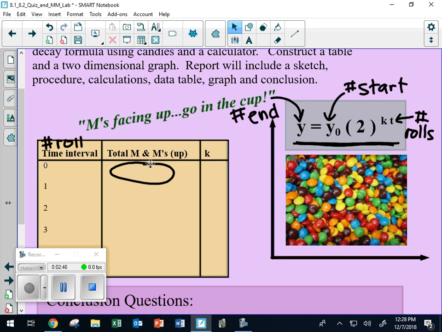You are supposed to count the ones that are M facing up, the ones that go in your cup.